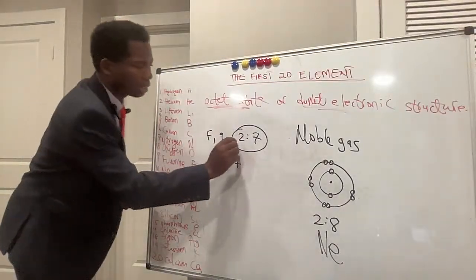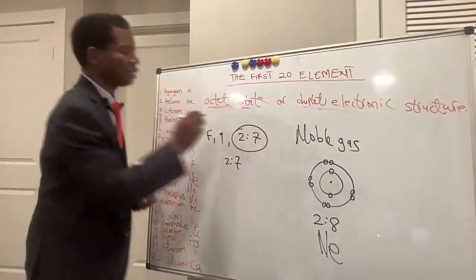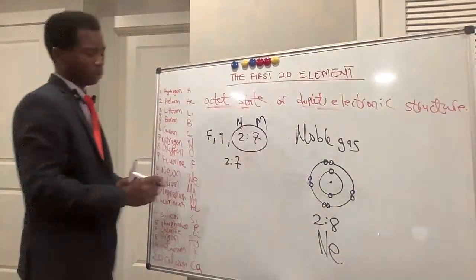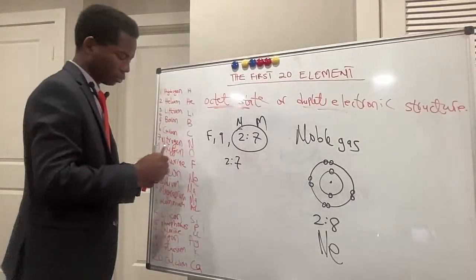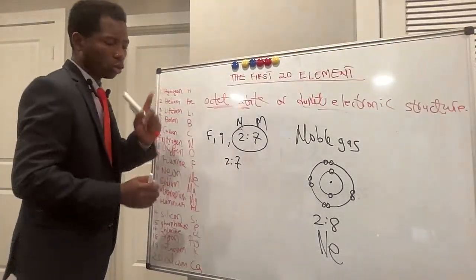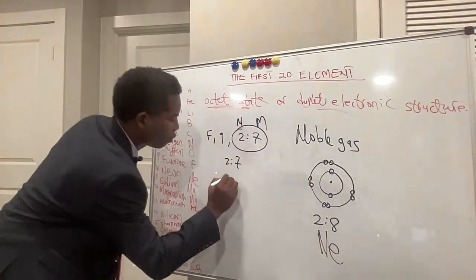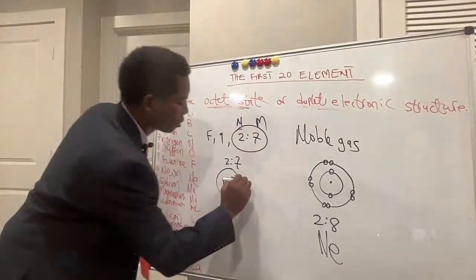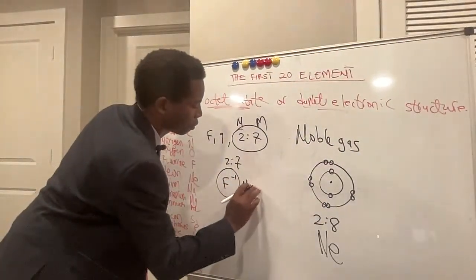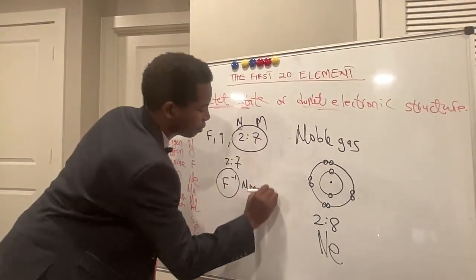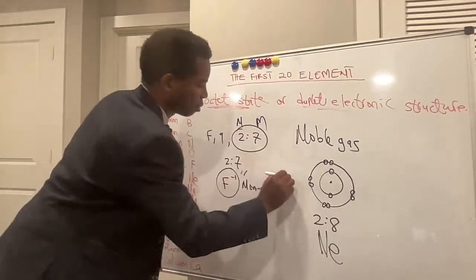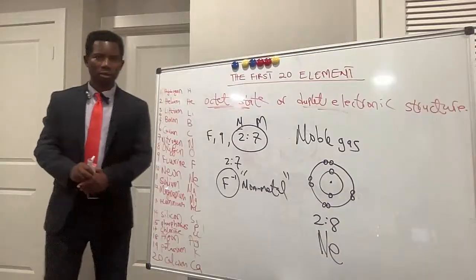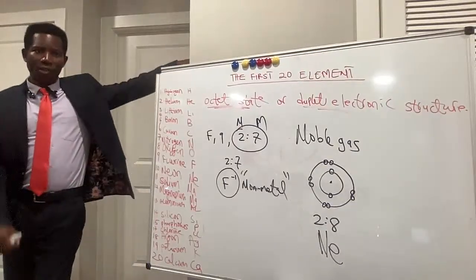Now fluorine has 2 electrons in the first shell. This is the first shell, this is the L shell, and this is the M shell. So what happened? You have 7, and you need 1 to complete 8. You have to borrow. That is why fluorine is minus what? 1. So fluorine is a non-metal.